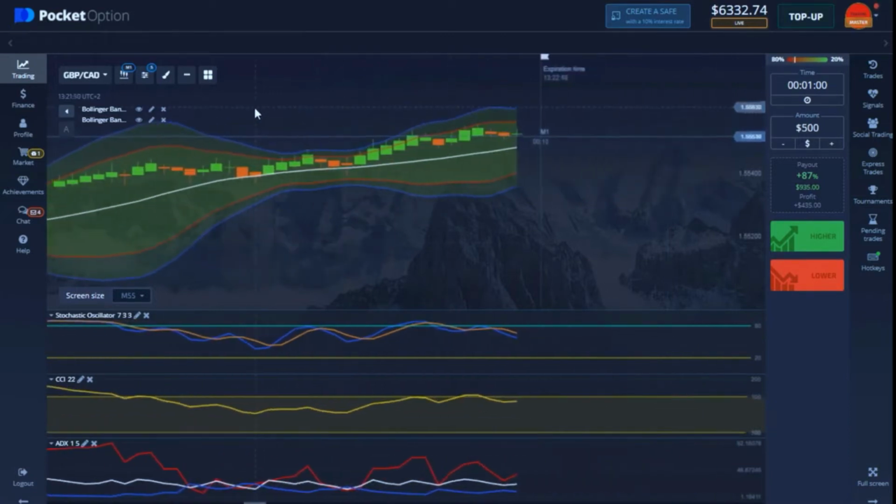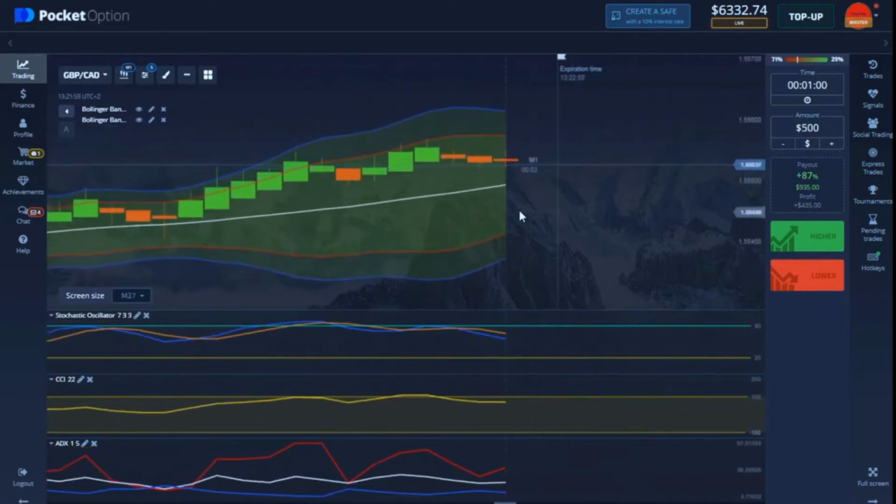The reason why we use the two Bollinger Bands is to make sure that we see clearly. Let me zoom in. We only need to have our candle inside the first Bollinger Band, this red, white, and red. We don't need it to go out of it. So that's the reason why we are using the two Bollinger Bands, to separate the distances. We only need to have our candle inside this particular one.